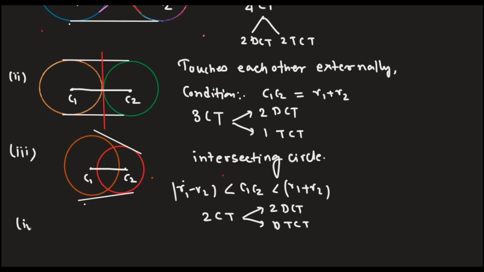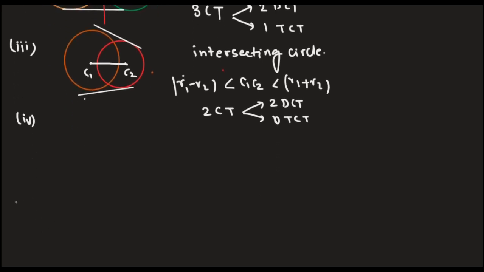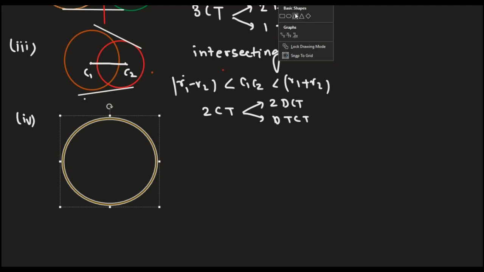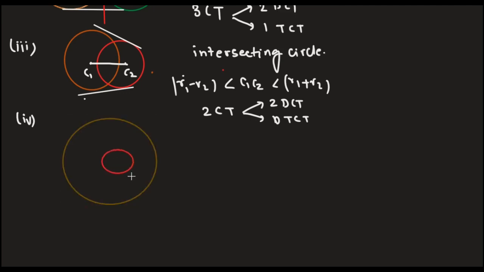Coming to the fourth case, when one circle touches the other circle but internally, then what will happen? So this is our circle. Another circle is there like this one. Now this circle touches the bigger one like this. So what will be the condition? So here we say that touching each other internally. So what is the condition for this?